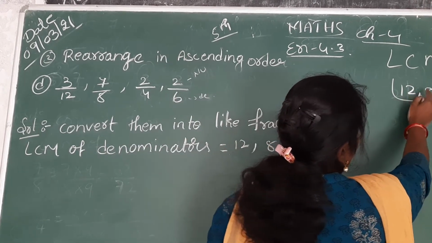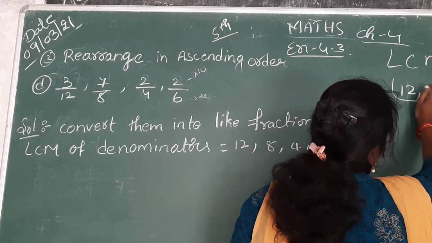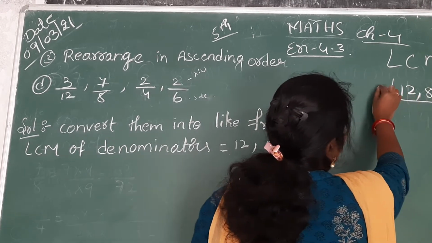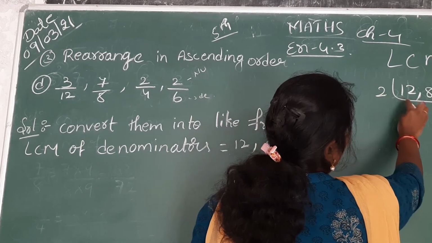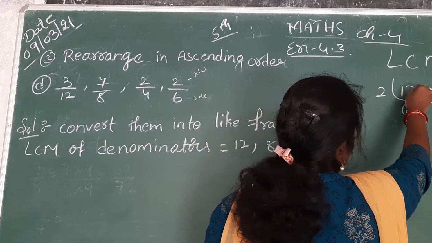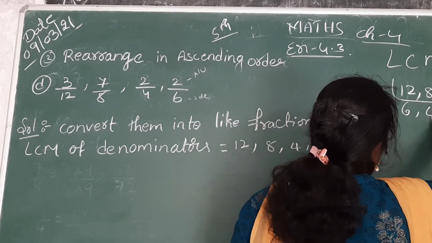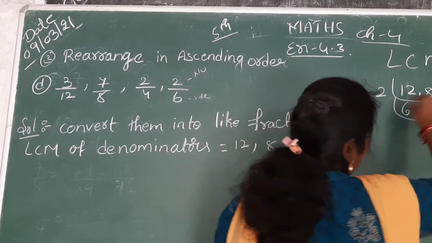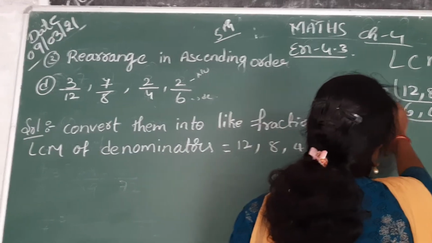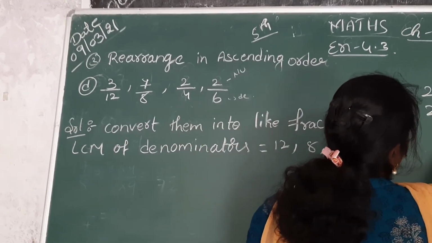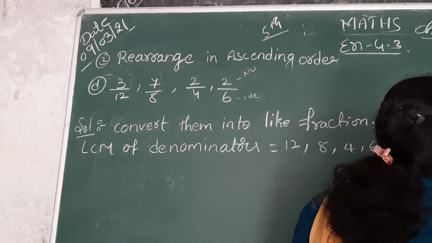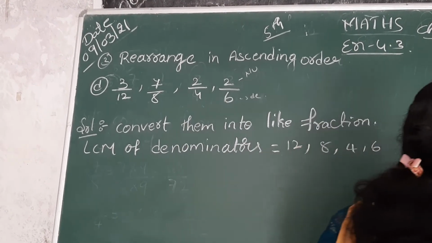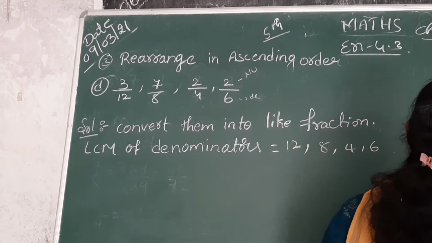How will we do the LCM? Take the 2 table. In this table we have to see all numbers. I am taking here the 2 table. 2 6s are 12, 2 4s are 8, 2 2s are 4, 2 3s are 6. Now go for the other step. 2 3s are 6, 2 2s are 4, 2 1s are 2. So now the last number is 3. In the 2 table 3 will not come, so write as it is, 3.